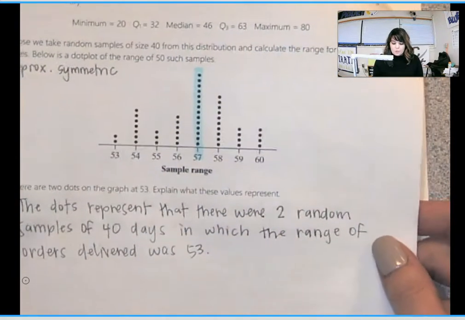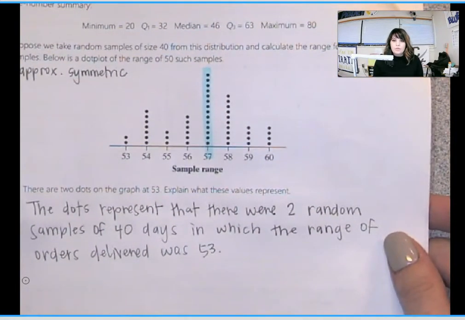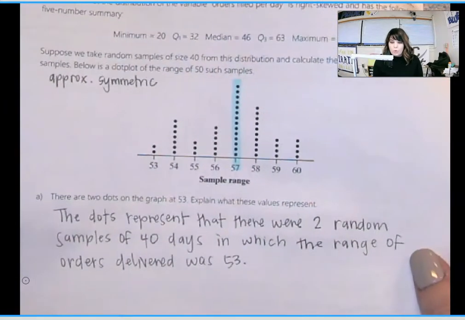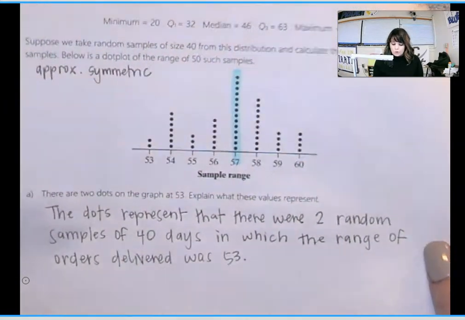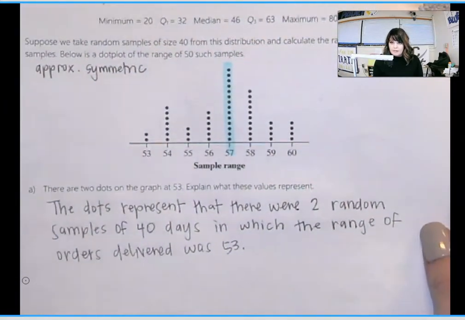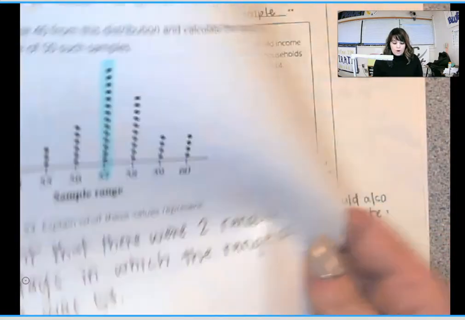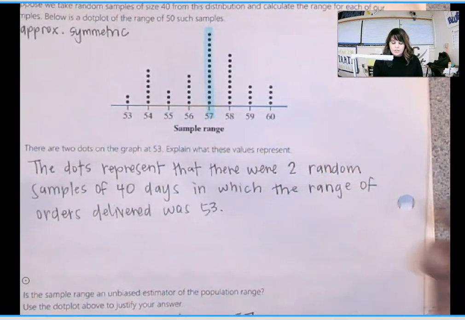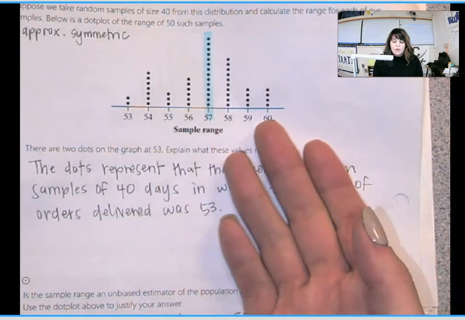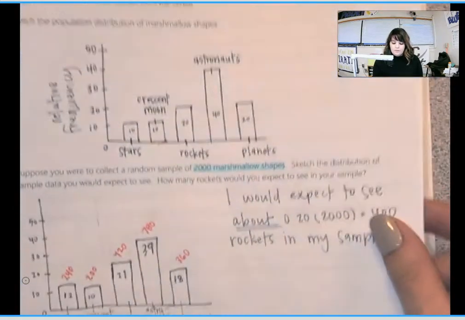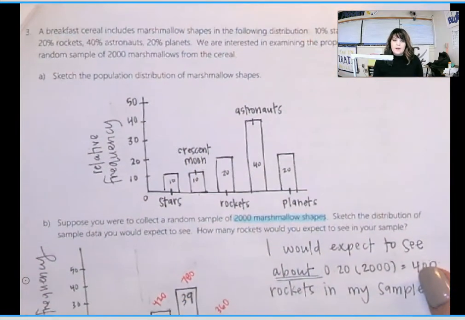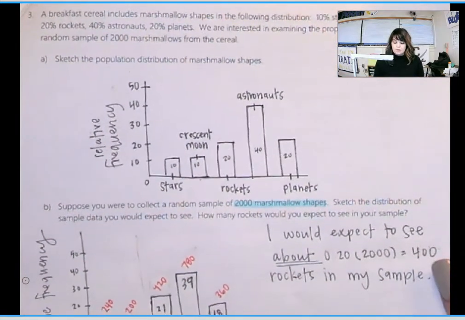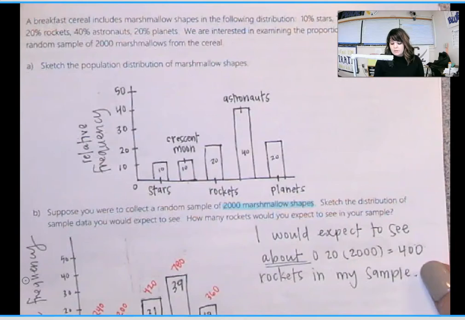In this one, we wanted to know the range of orders filled. So this would be quantitative. So now we're starting to mix them up. Problem 1 is categorical. Problem 2 is numbers that can be averaged, so this would be an example of quantitative data. Number 3, we switch back to categorical data, and your categories are stars, crescent moon, rockets, astronauts, planets.